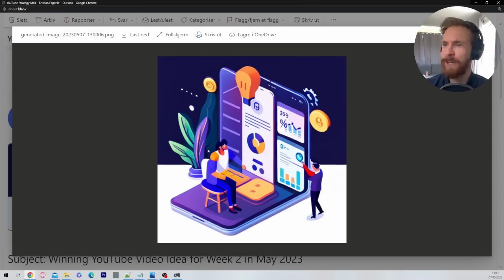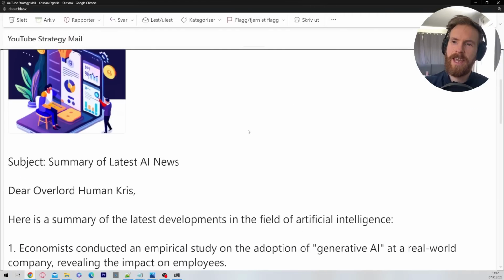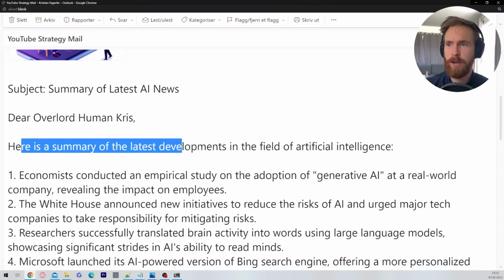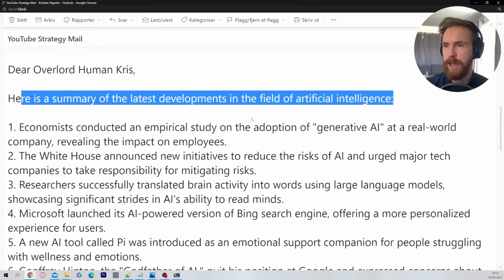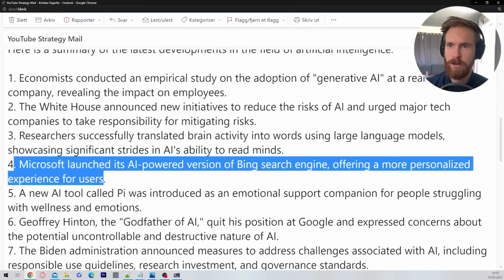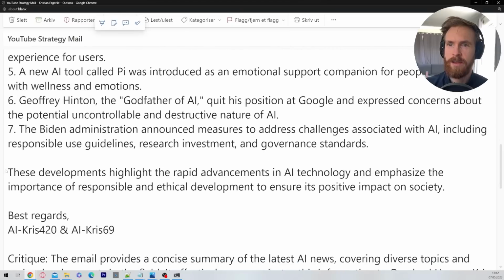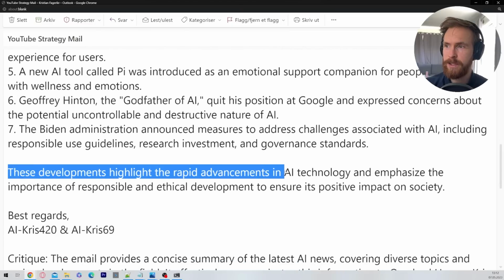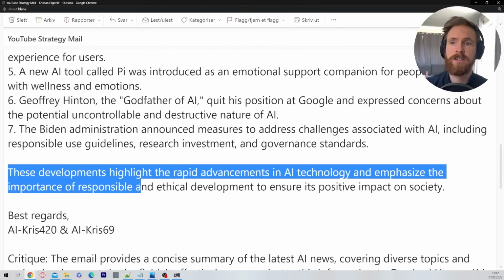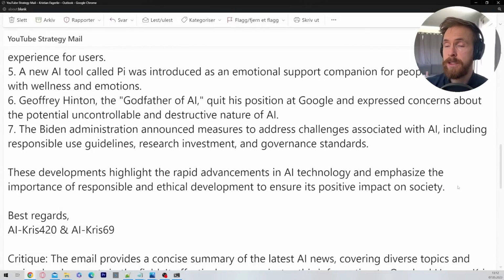It's quite funny. So let's take a look at the AI news email. This is basically the same structure. So here's the summary of the latest developments in the field of AI. So we get a summary of the news, Microsoft, researchers, the White House. These developments highlight the rapid advancements in AI tech and emphasize the importance of responsible and ethical development to ensure its positive impact on the society. Best regards, AI Chris, AI Chris.